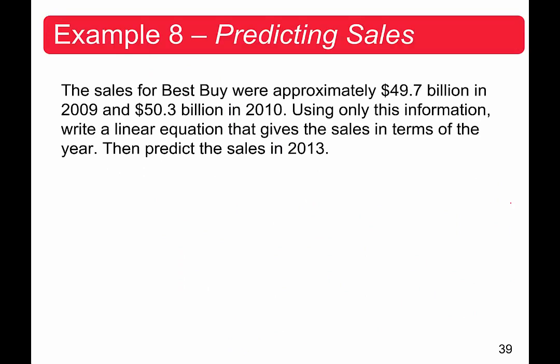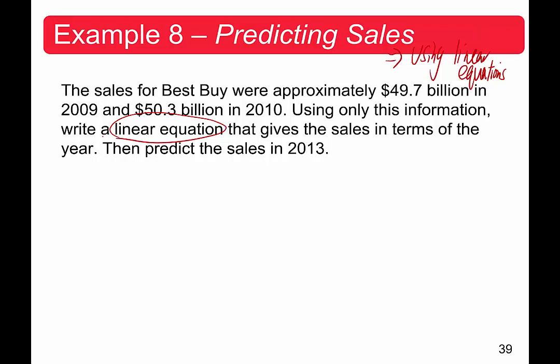Now let's move on to the applications. Let's look at this example on predicting sales using a linear model or linear equation. Here we're assuming the sales grow linearly. So sales for Best Buy were approximately 49.7 billion in 2009, 50.3 billion in 2010. Using only this information, write a linear equation that gives the sales in terms of the year and predict the sales in 2013.